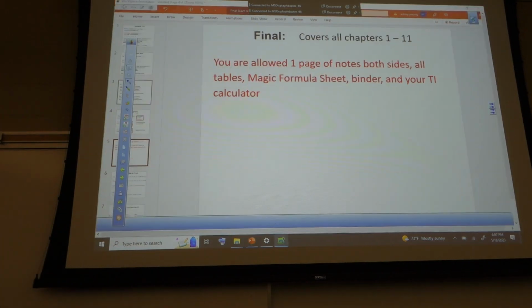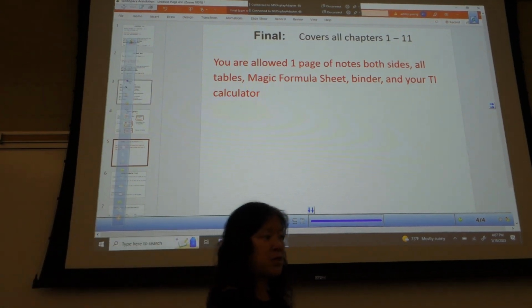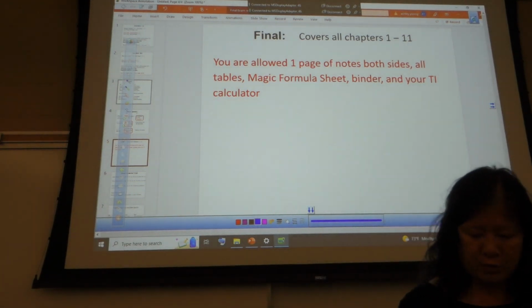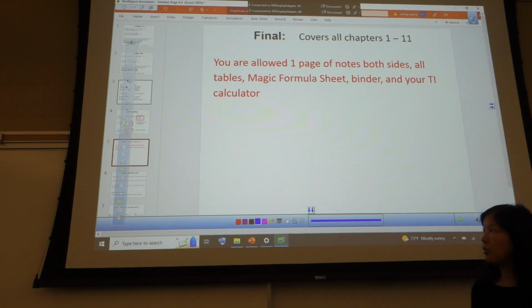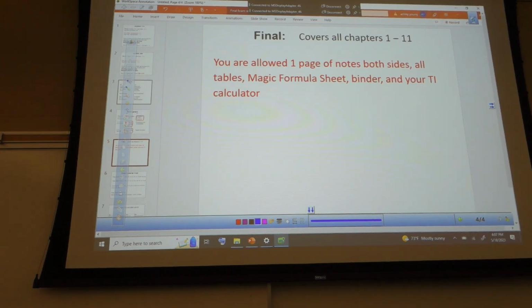The final is going to cover all the chapters, chapters 1 through 11. You get 1 page of notes, both sides. You can use your half-page notes, one-sided, from the previous exams if you like, or any combination thereof, as long as you have that total amount of notes. 1 page, both sides. You can use any tables you want, your magic formula sheet.